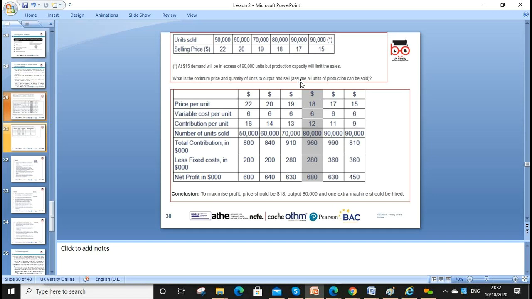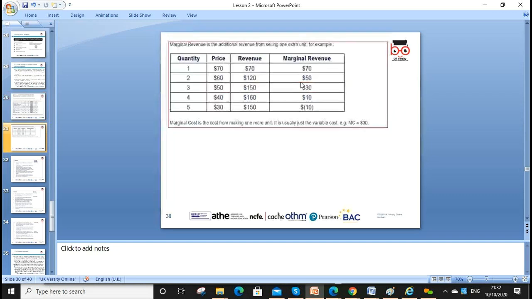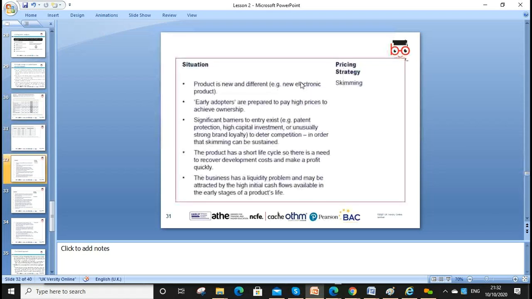So it's better to sell at that price so we can maximize our profit and our sales, and the contribution will be high. We need to look at quantity, price, and revenue, and marginal revenue, which means the revenue from every successive unit. That's what we call it.